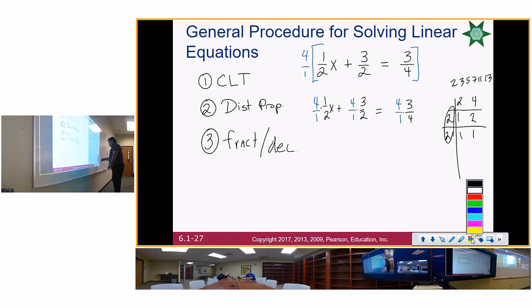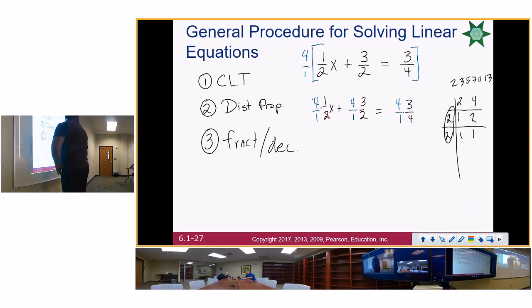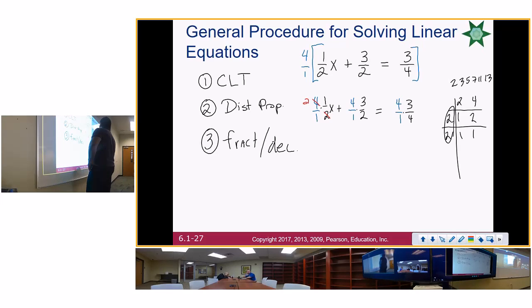What do we always do with the red pen? Cancel. So how many times will 2 go into 4? 2 times. How many times will 2 go into 4? 2 times. 4 will go into 4 1 time. And look what we have. Just a regular 2x plus, what's 2 times 3? 6 is equal to 3. And now you have a problem you can work with.